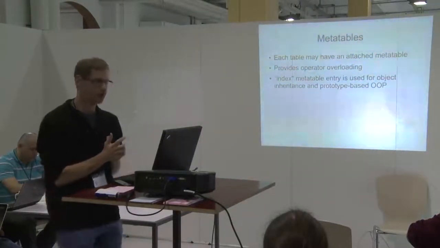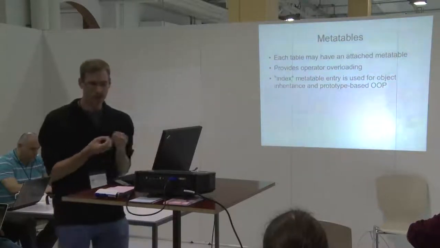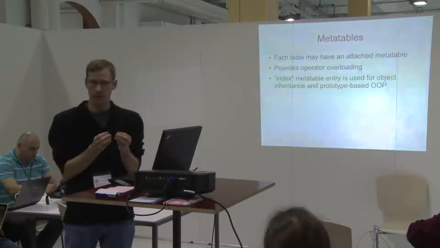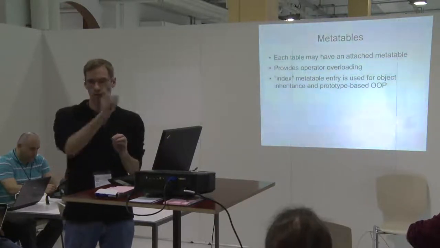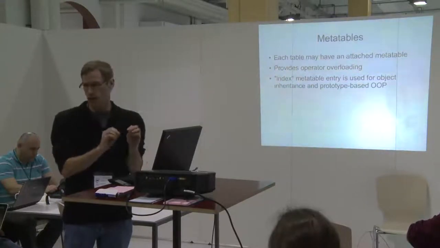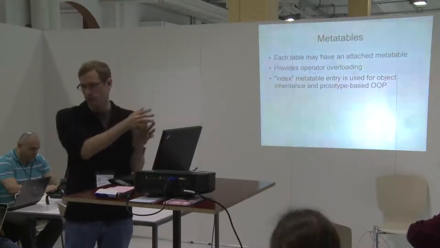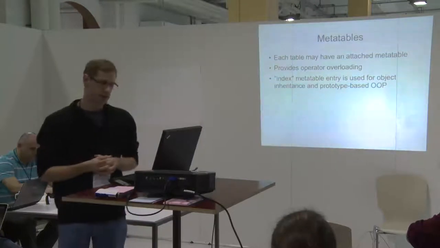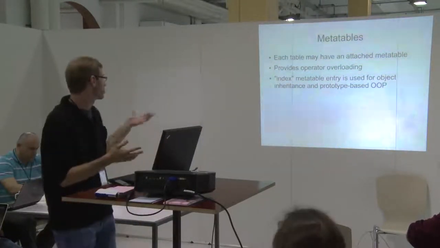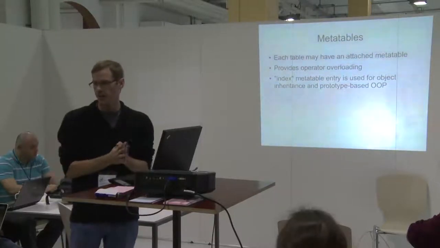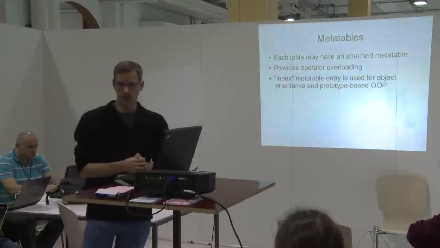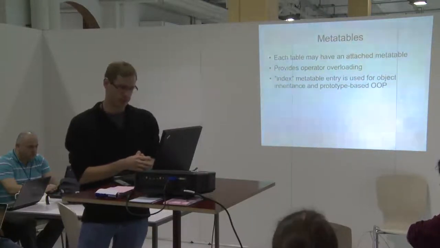So you can have a table which has certain overridden methods and then has an index entry which points back to its parent class. So when the method doesn't exist in the child class, it'll automatically check the parent class for that same method. If you want the full details of that, I don't expect someone to memorize all of the details off this slide, but the Programming in Lua book is really the best source of this information.